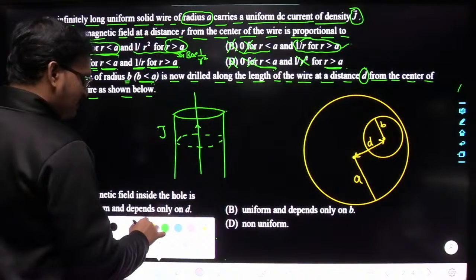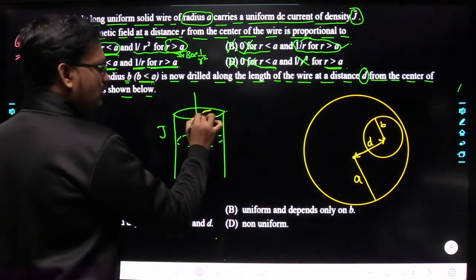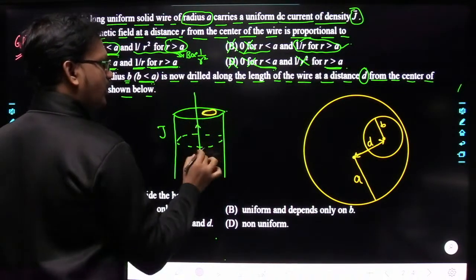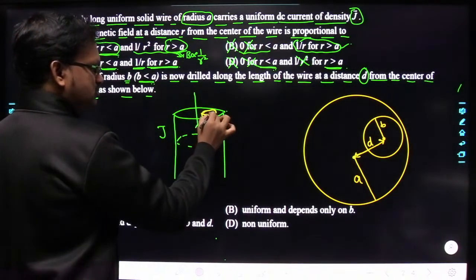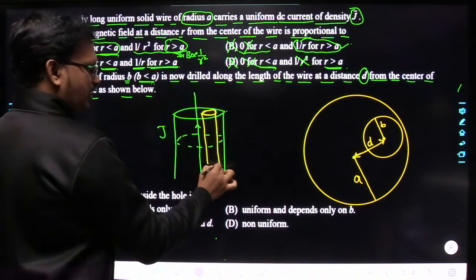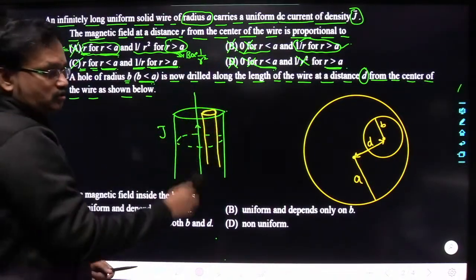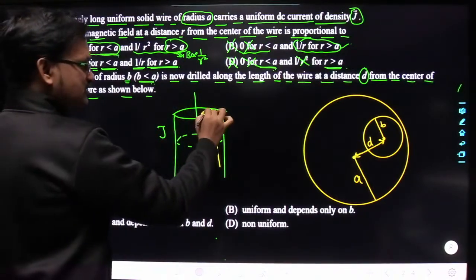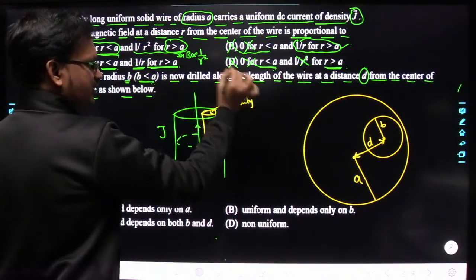They have drilled a hole somewhere here along the cylindrical wire, like this. This yellow color represents the hole. Understood? Or I can say this is a cylindrical cavity.